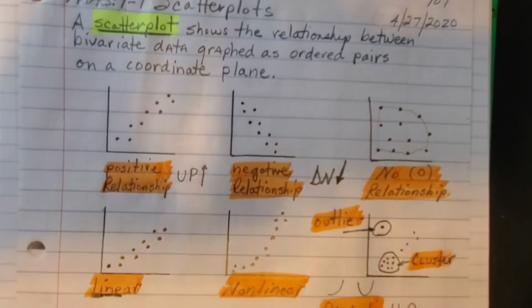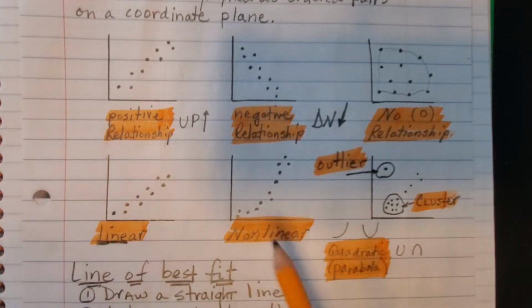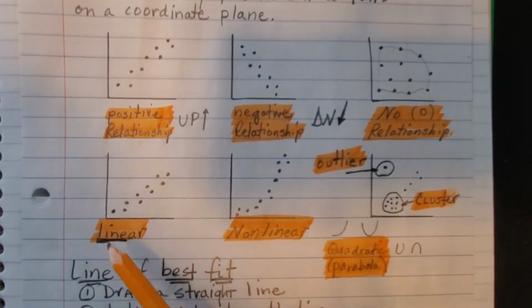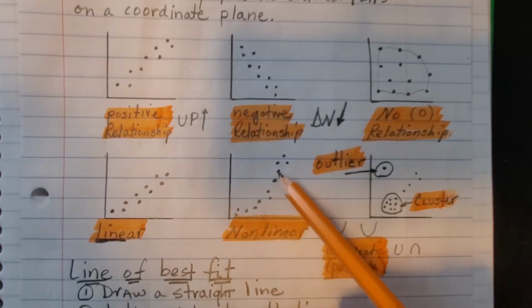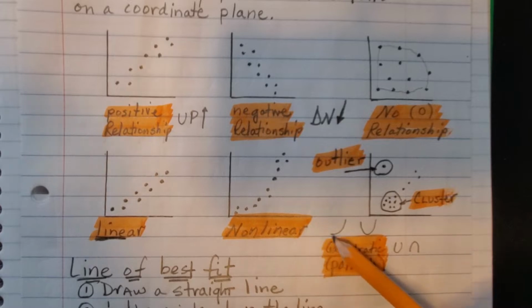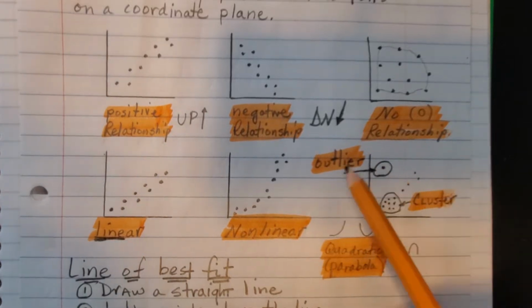Then I'm going to move down to linear, nonlinear, quadratic, clusters, and outliers. A linear graph means the points are in a straight line, as you can see. Nonlinear means this is arced, like an arc. In this case, it's quadratic in nature, or what's called a parabola. Parabolas either open up or down, but this is an arc or a quadratic type equation.